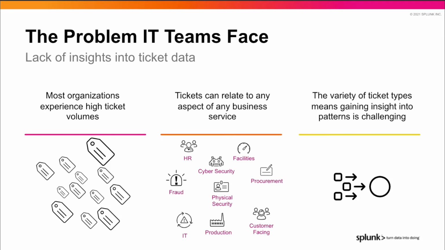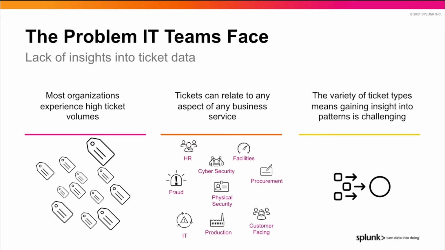But there are a few key themes that come out of this, right? One of those is that generally managing your operations means that you end up with quite a lot of tickets just to keep track of what's going on. In addition to this, those tickets can relate to pretty much any aspect of your business. So you could have some related to physical security, you could have some related to HR, you could have tickets that relate directly to customers and requests or even complaints that they've made.